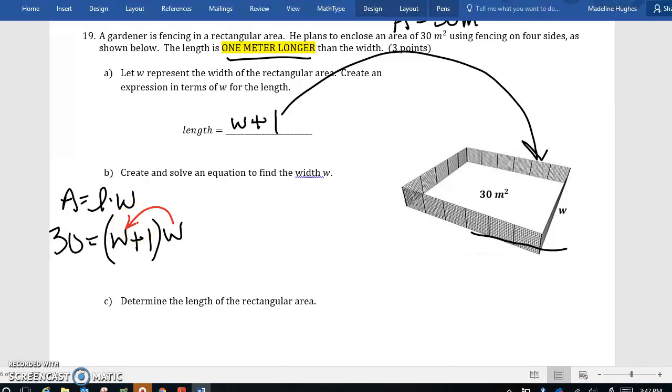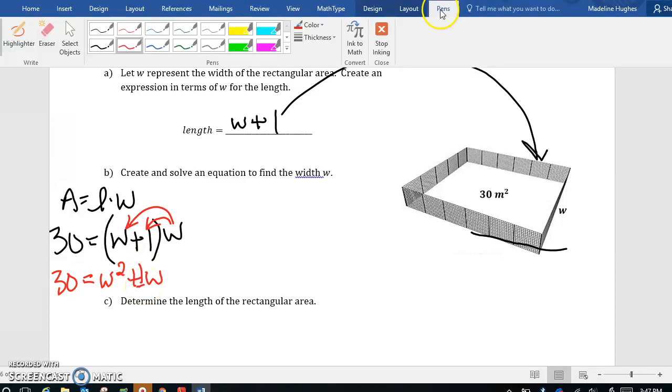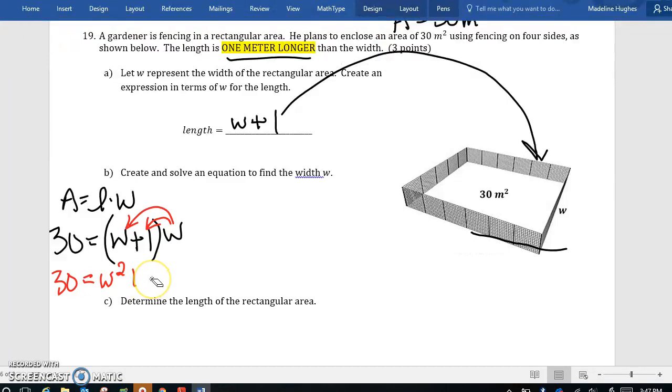To distribute the W here, I'm going to write 30 equals, W times W is W squared. Distribute the W to the 1 plus W. 1 times W is just 1W. You could write the 1 in front if you like. Plus 1W. Now if we're going to solve for W, we need to have this equation equal to 0.